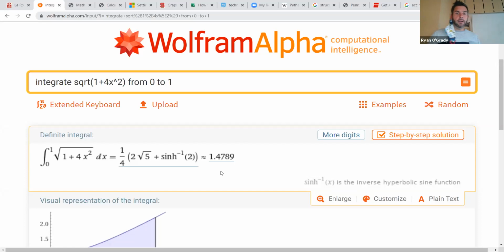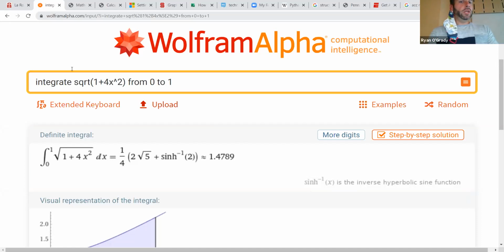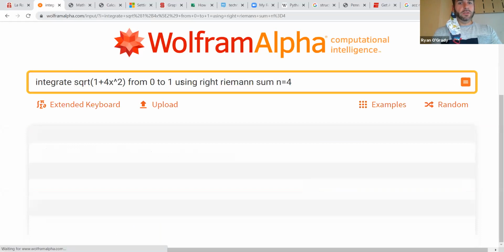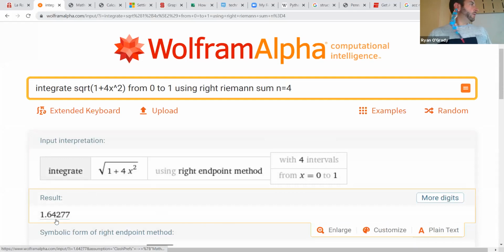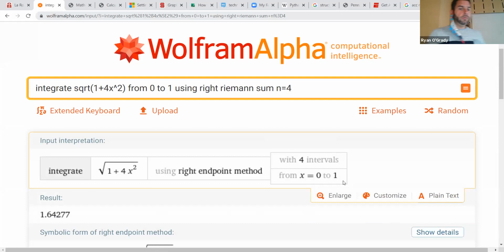However, if you wanted a better approximation, you just have to use more terms. So we could integrate this from 0 to 1 using right Riemann sum with n equals 4. That's what we used, the right Riemann sum. So it should know what this means. Yep, it does. And look what they got, the same thing we did, 1.64277.